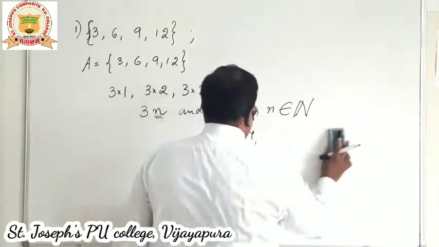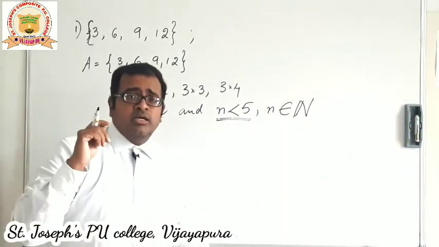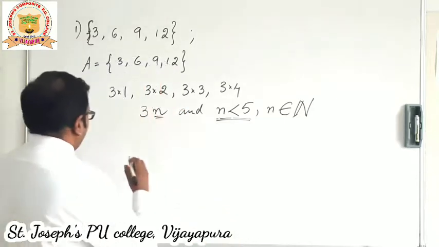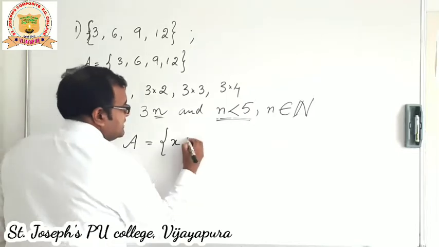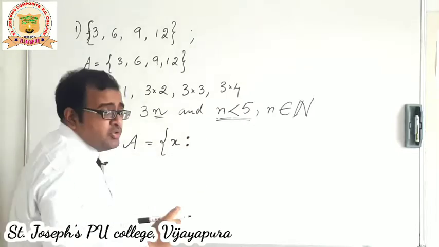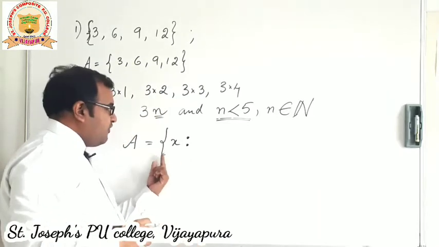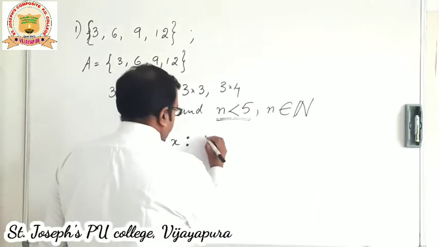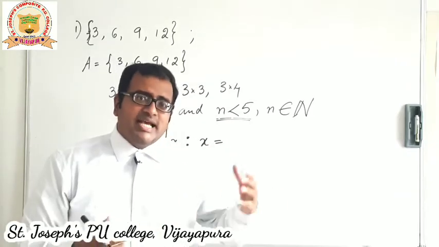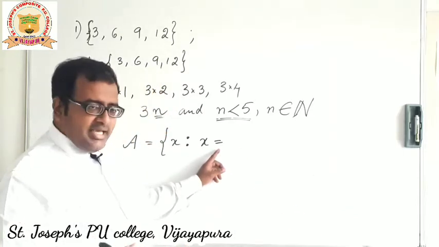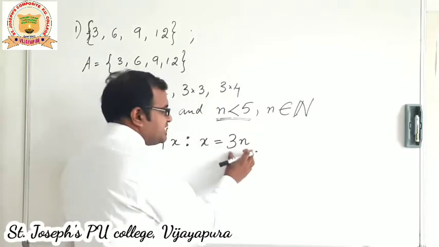So now using all these ideas, how to write the set A in rule method or set builder form. A is equal to set of all x such that, I hope you remember this much from the theory part. Remember, A is a set of all x such that x is, or in a sentence, x is a number which can be written in the form 3 into something, means multiple of 3.